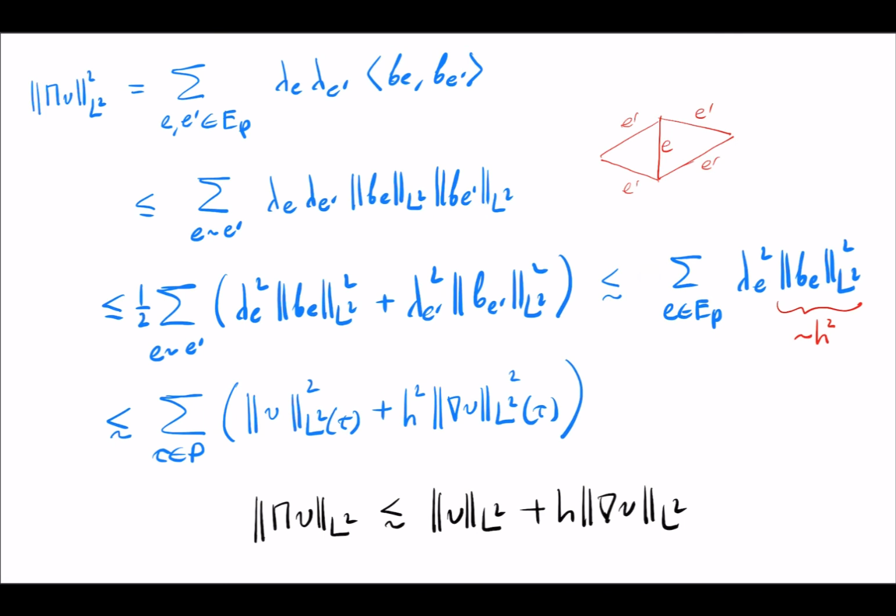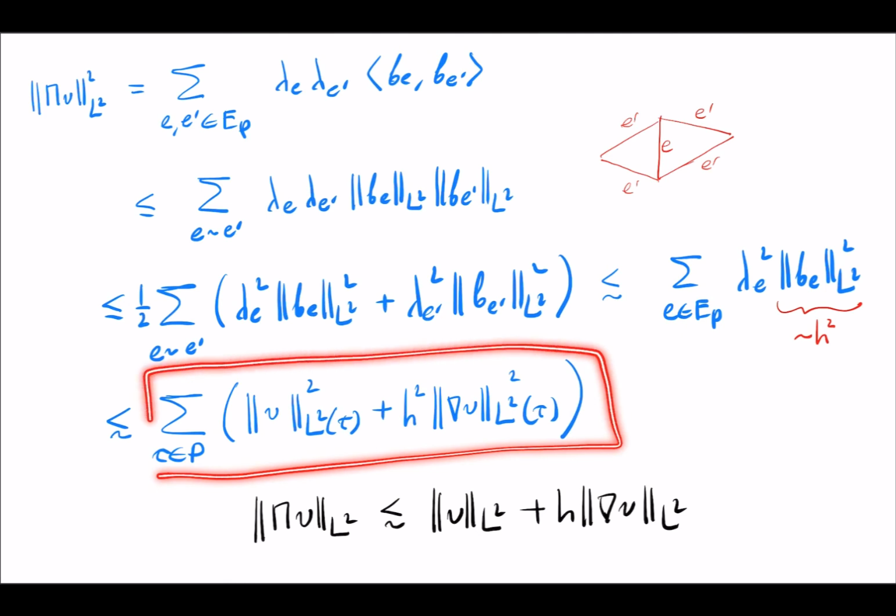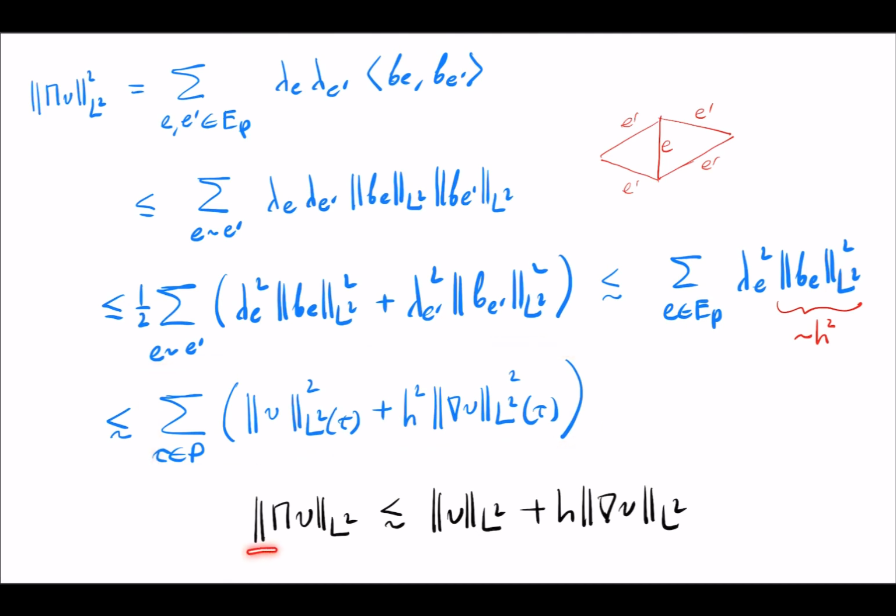Now we use the fact that the L2 norm of b_e is like h, so the L2 norm squared is like h squared, and then also substitute the bound in terms of v on the lambda coefficients, and we get this sum over the triangles. So in the end we see that the L2 norm of pi v is bounded by the L2 norm of v plus h times the H1 semi-norm of v. So our goal is to show that pi is stable in the H1 norm.